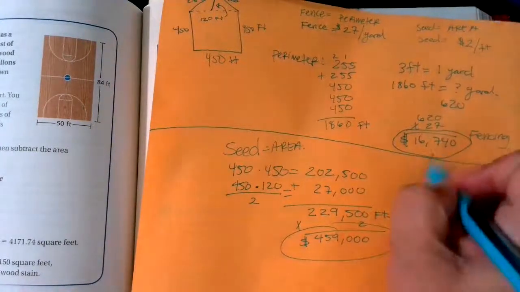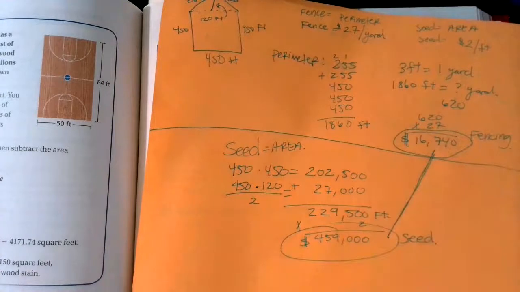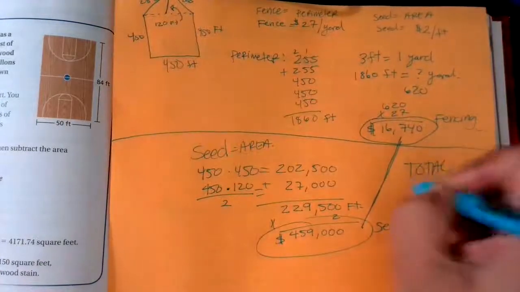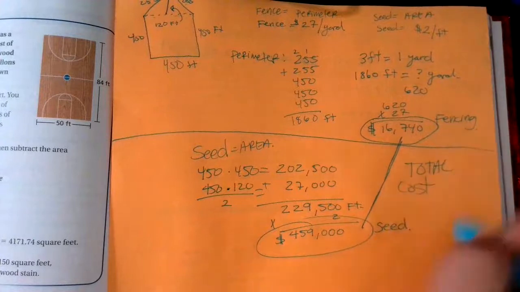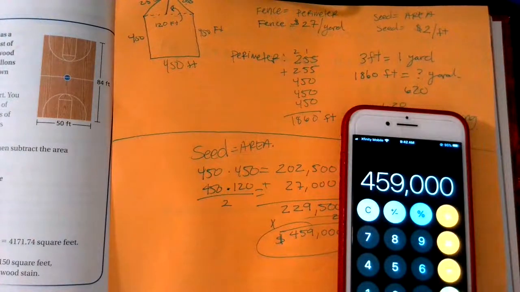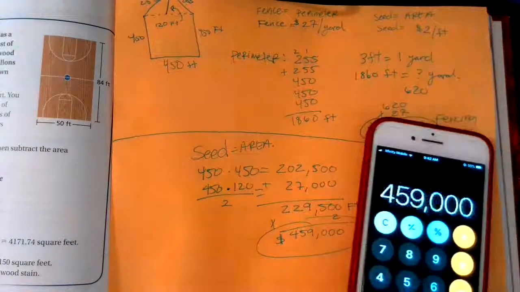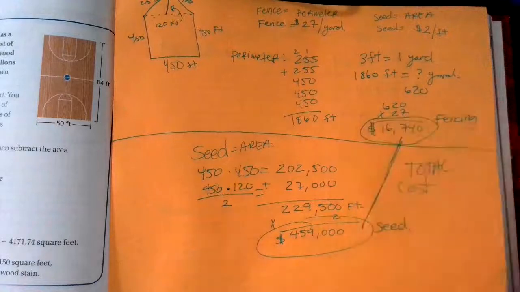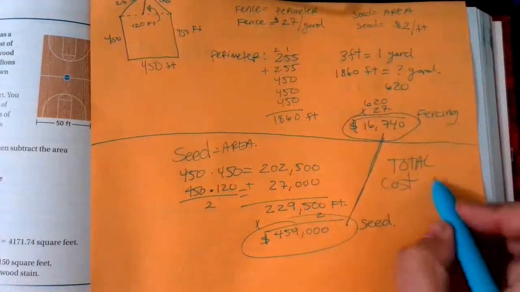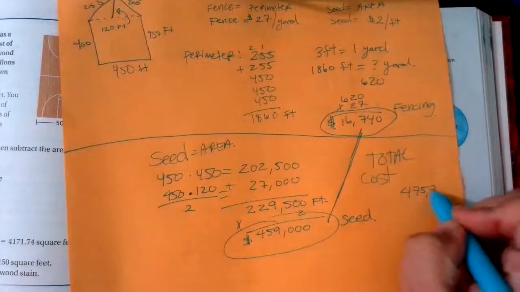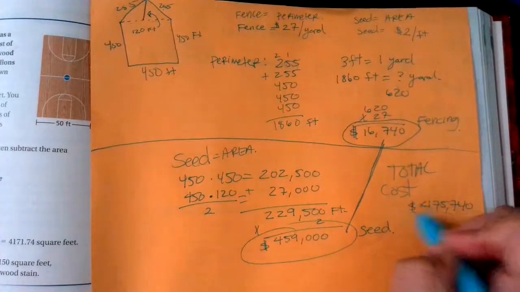And when you add these two up, you will get the total cost of fencing and seeding, which is the question for number 5. And I'm going to do that real quick. Plus, what was it? 16,740. So, $475,740.